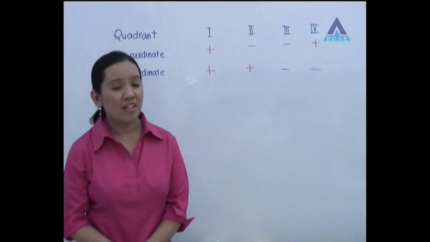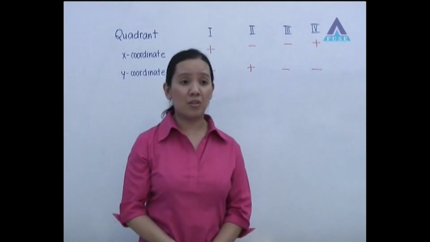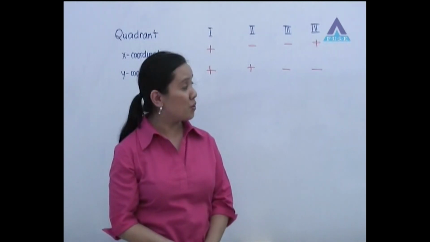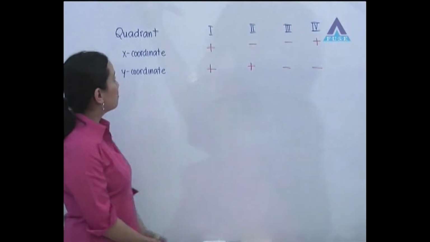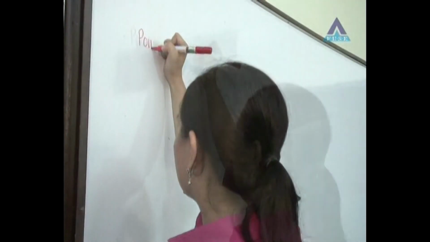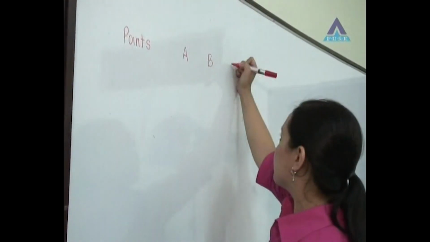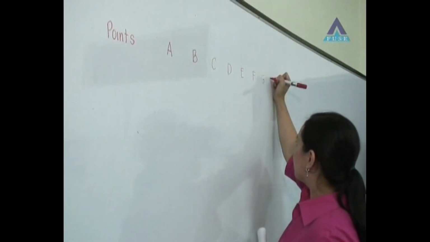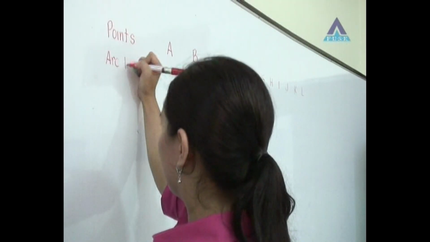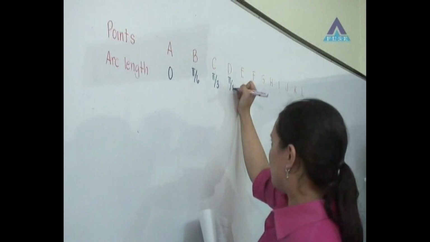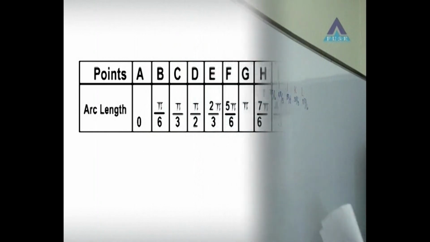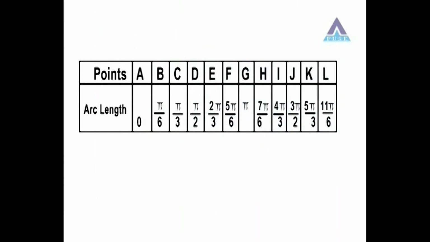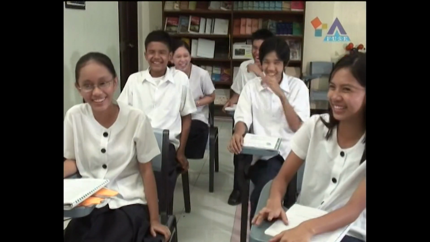Aha! That is correct. So you were able to identify another method for finding the coordinates of a point on the unit circle. This time, let us complete the table on the board. Another challenge? That would be nice.